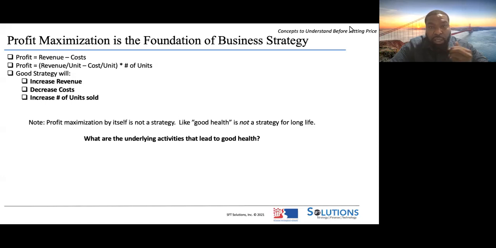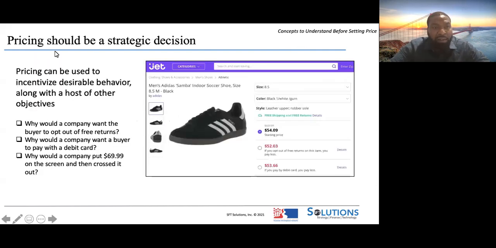Are you going to go to the gym 4 days a week? Are you going to eat healthier? Things like that, right? So you have to start thinking about what are the underlying business decisions that you're going to use to increase revenue, decrease costs, or increase the number of units sold. So here's an example of how you can use pricing strategically.